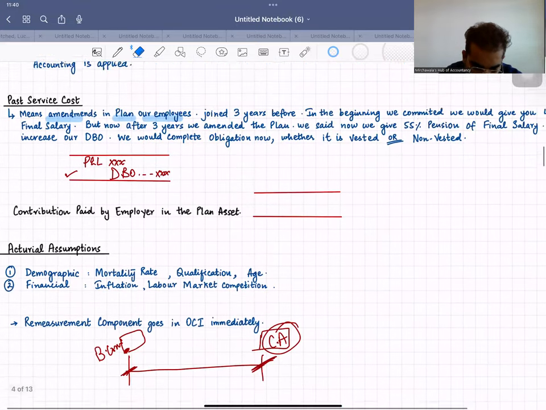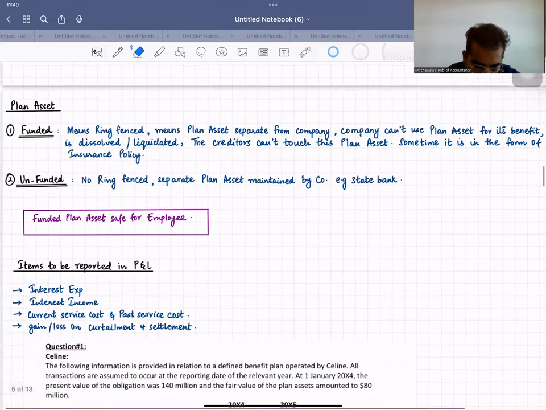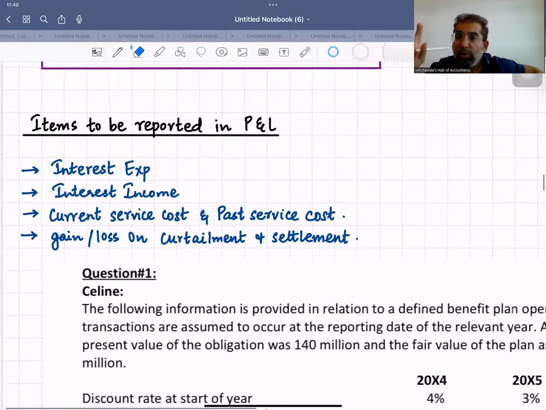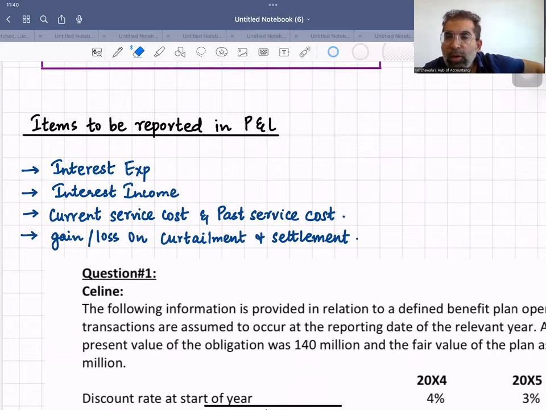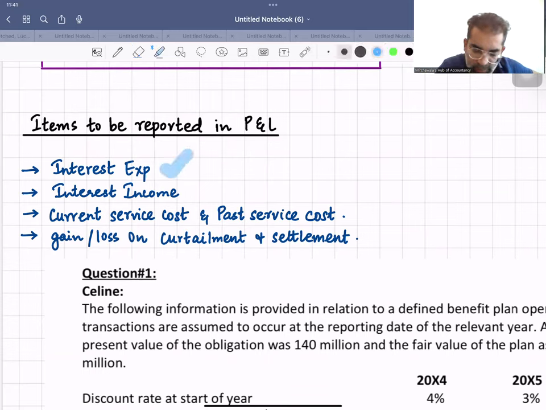Now, just for you guys, out of these two formats, tell me what amount will go in P&L. Listen to me, these are the notes. Your interest expense will go in P&L. Yes, interest income will go in P&L.